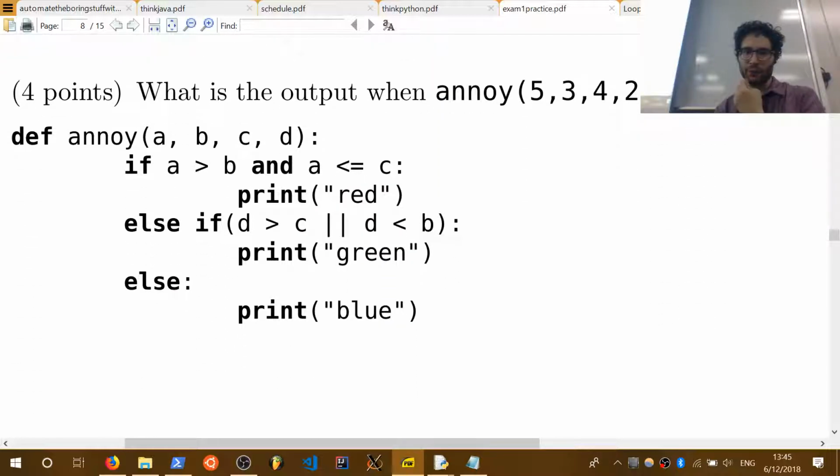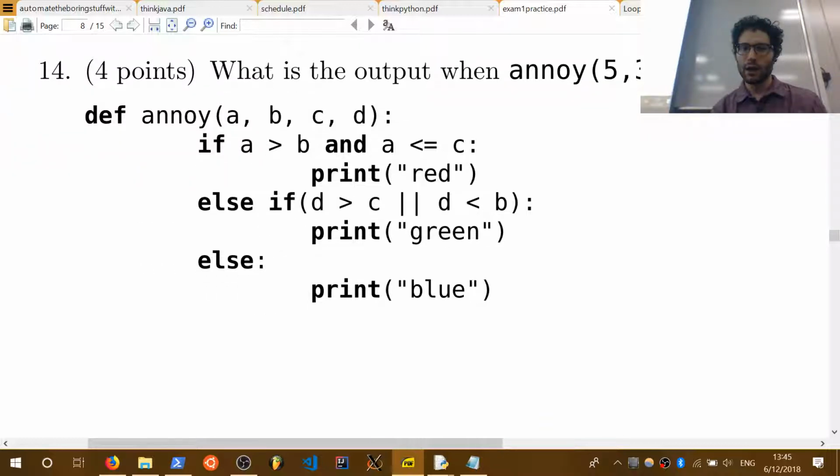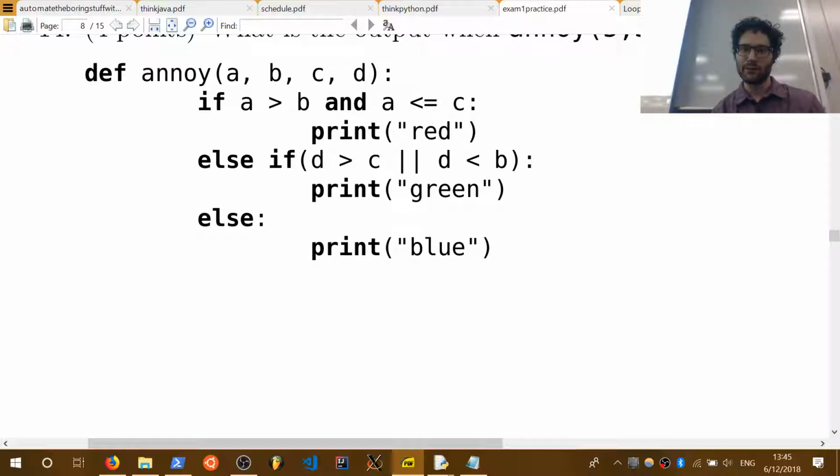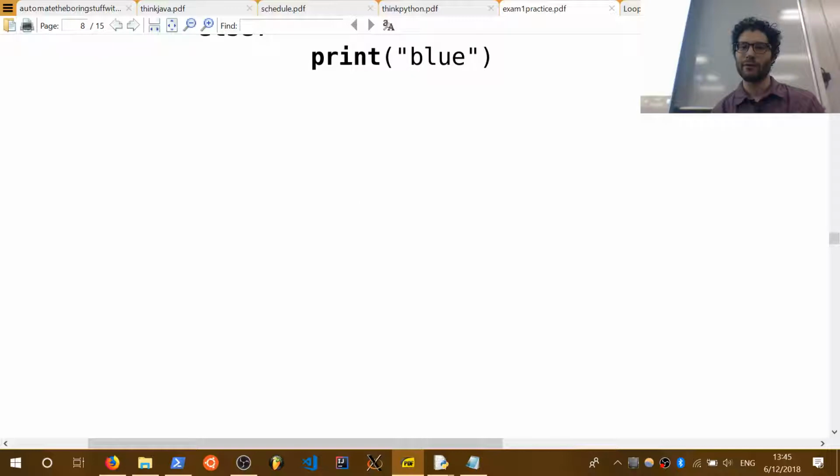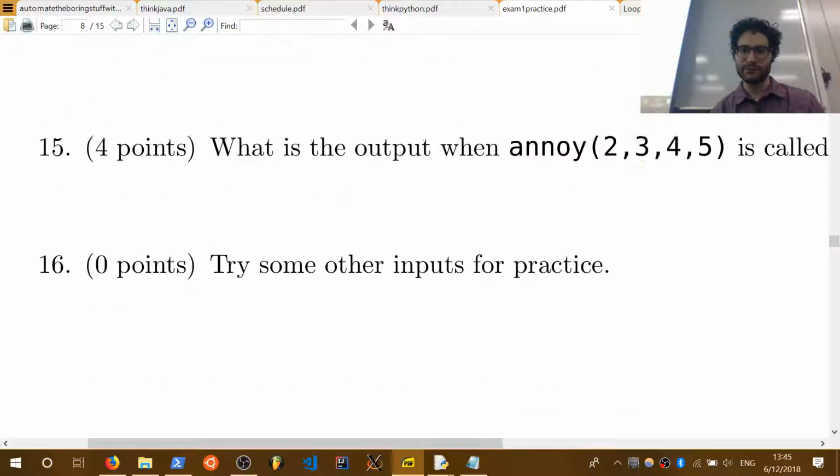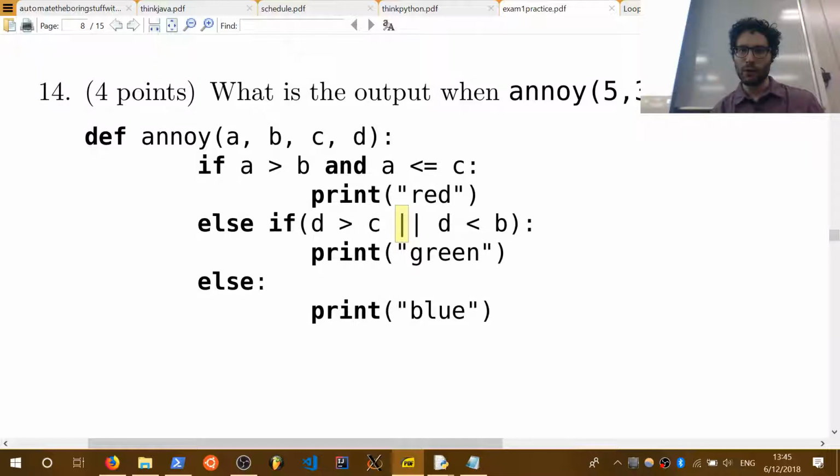Okay. This one is, what is the value of annoy 5342 after it's called? Oh, I didn't change this to an or statement because I copied this from the Java practice exam. So 5342, with 5 being passed in for a. So a is 5, 3, 4, 2. If 5 is greater than 3, that's true, and 5 is less than or equal to 4, that's false, so we don't do that one. And again, in Java, it is else if as opposed to elif, because I forgot to change that.